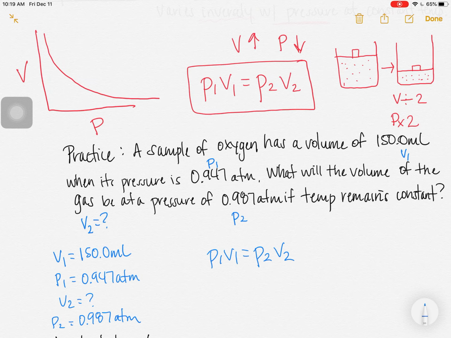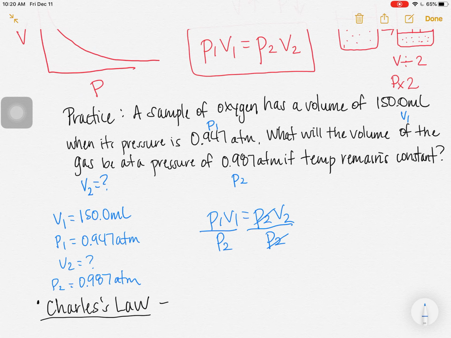formula. Okay, and before I plug anything in, I will always solve for the variable that I'm looking for. You'll never see me do it the other way, because it gets so messy and so junky. So I would highly recommend that you solve this for V2. So I need to get rid of P2, so I'll divide. So all of a sudden I have my problem, which gives me V2 equals P1 V1 over P2.